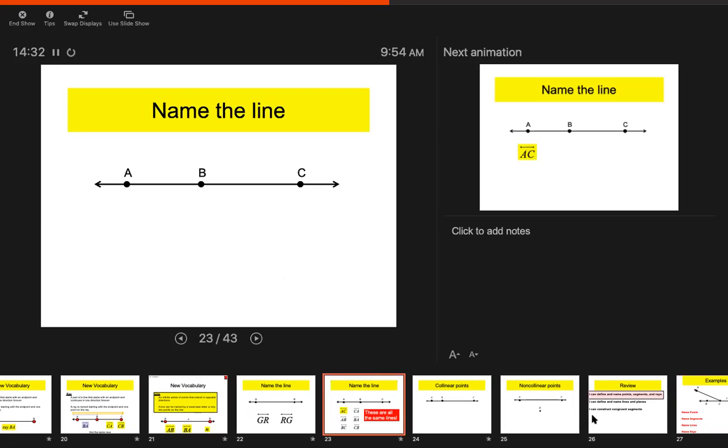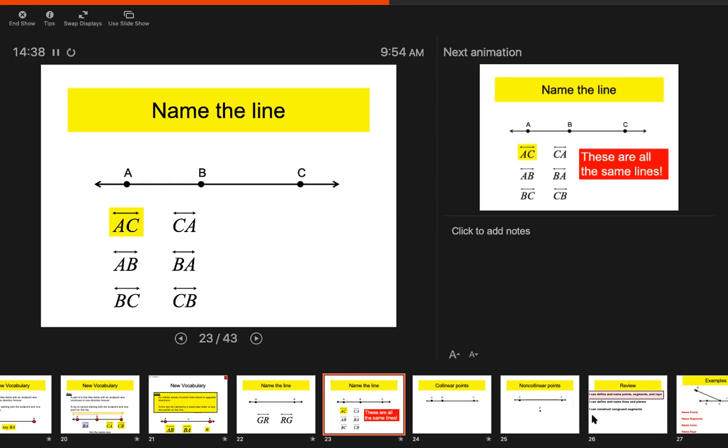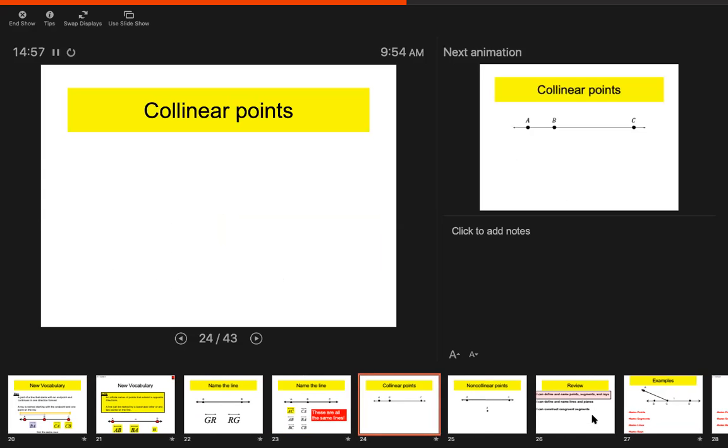Last point was this. Lines are named by any 2 points. So it turns out that all of these are actually the same line. Because lines never stop. So it doesn't matter whether you call it AC or AB, it's the same line. Hard concept to understand. Okay? But if you understand what it means by never stopping, then you kind of get the idea. Okay, all the same line.